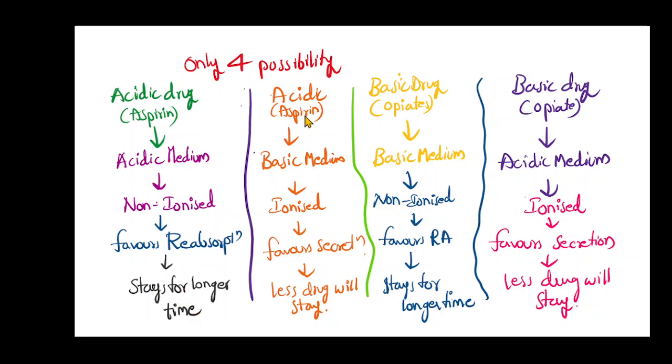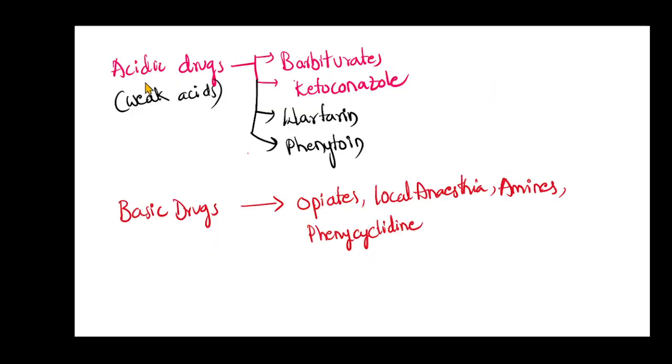Now this is aspirin in the basic medium. It would be ionized, favoring secretion because of the different pH medium, so less drug will stay. If you take a basic drug, for example opiates, in a basic medium, it would be non-ionized, favoring reabsorption or absorption, and stays for a longer time. If you take a basic drug in acidic medium, surely it would be ionized and favor secretion, so less drug will stay in the body.